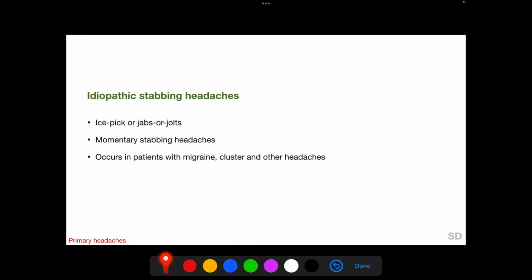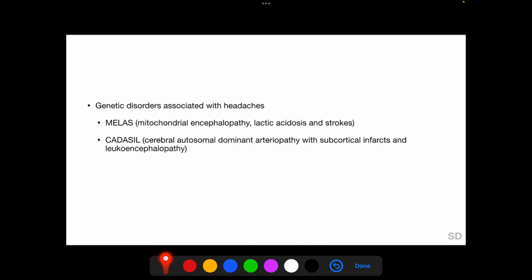Idiopathic stabbing headaches are typically described by the patient as ice pick or jabs or jolts kind of headaches, and these are momentary stabbing headaches, and they occur in patients with migraine, cluster, as well as other headache syndromes. Now there are genetic disorders associated with headaches such as MELAS and CADASIL.